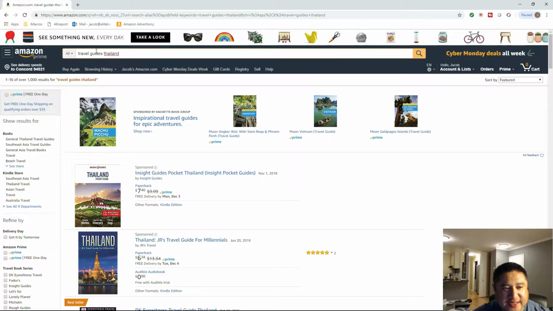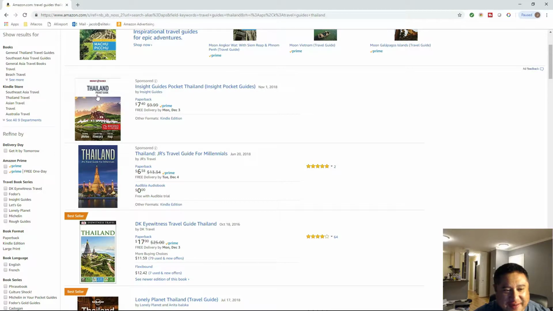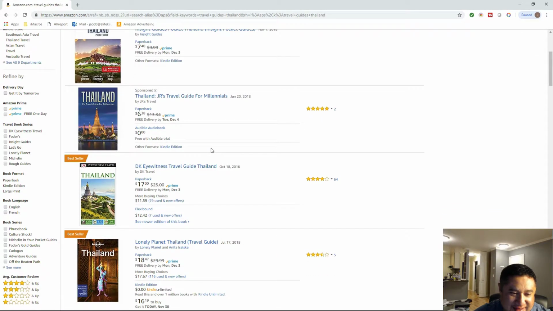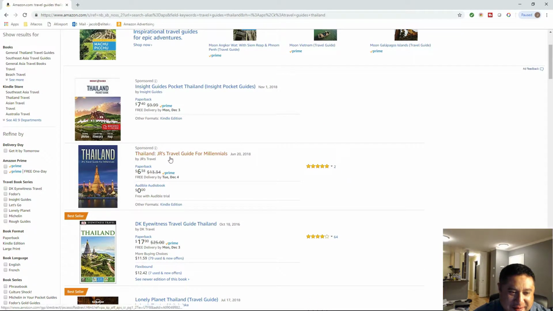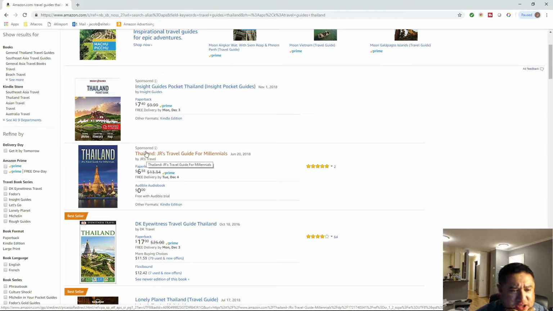So, travel guides Thailand. This is a keyword right now that's making me about $30 a day. Okay. And if we were to look at the search results, we have a Thailand pocket guide by Insight Guides and Thailand, JR's Travel Guide for Millennials by JR's Travel. And you can tell, probably on the basis that the cover is awesome, number one, and number two, my initials are JR, that this is in fact my book, ladies and gents. And again, it's making me about a steady $30 a day.